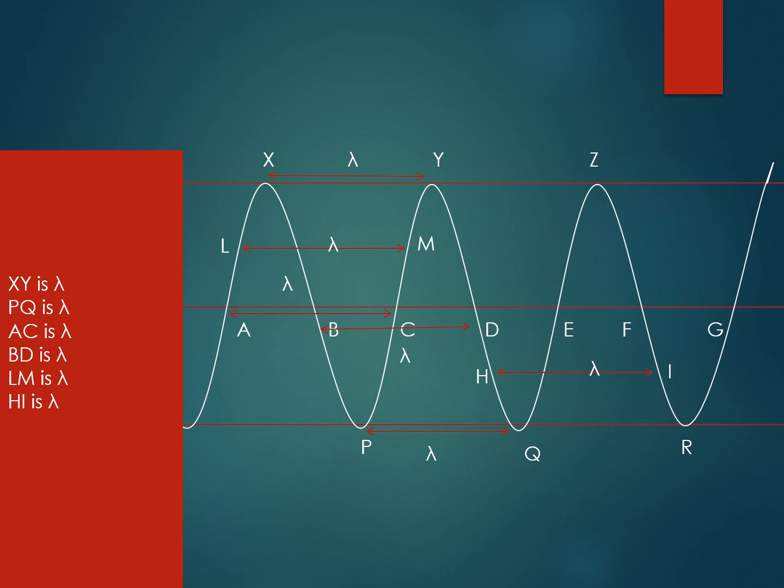I hope you must have studied in your plus 2 classes that the distance between two crests or two troughs is lambda. But now you know that not only the distance between two crests or two troughs is lambda, but also AC, BD, LM and HI is lambda. Now we can give a general definition for lambda, that is wavelength, as the distance between two consecutive points in a wave which are in the same state of vibration.